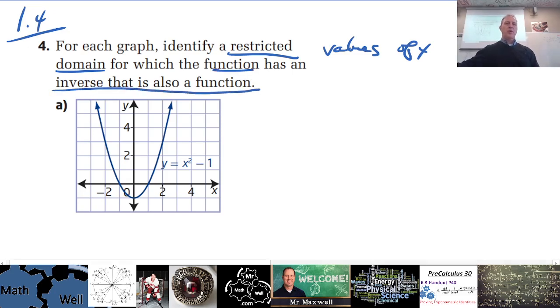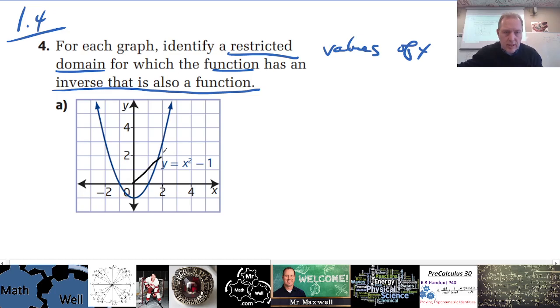So remember with the horizontal line test, when we draw a horizontal line, if it cuts more than once, then the inverse is not a function. So they're saying, how can we just consider part of this domain, part of the x values, so that the inverse is a function? So let's see, just real quick here.